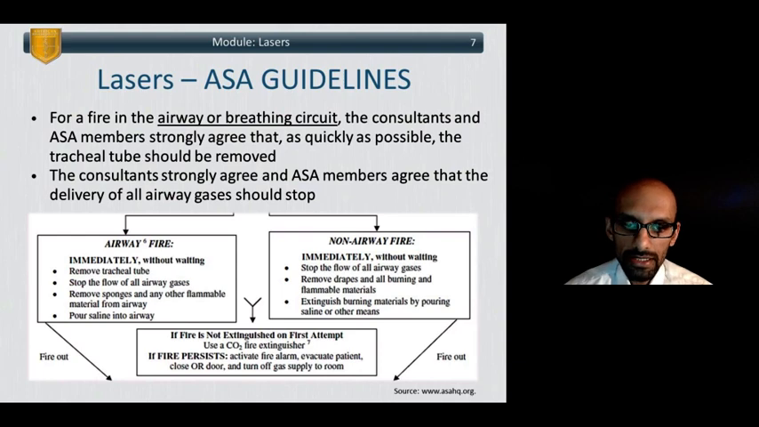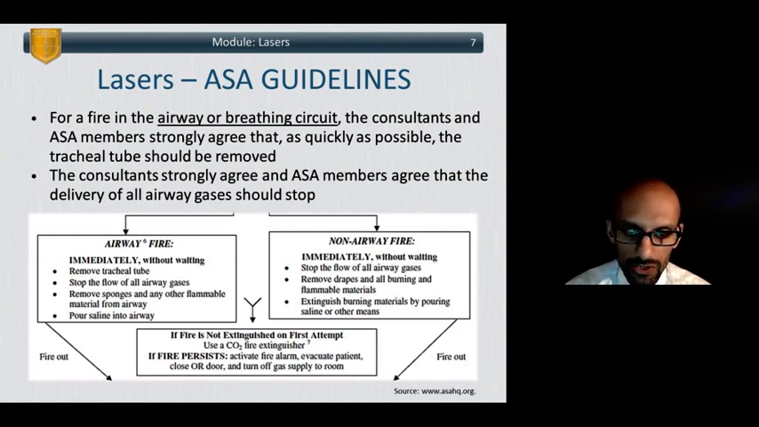But essentially, the ASA describes fires in general versus airway fires specifically. Obviously, with any sort of fire in the operating room, you have to stop all the flow of fuel source gases, like oxidizing gases like oxygen and nitrous, remove drapes and burning equipment, and extinguish the burning materials with water or saline. And of course, use a fire extinguisher if necessary. Pull the fire alarm and evacuate the patient and the personnel.